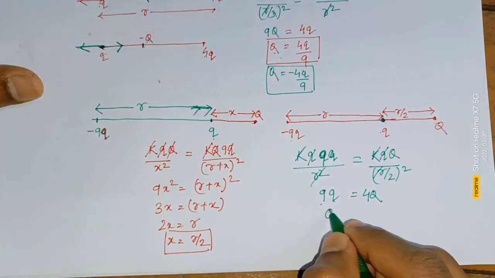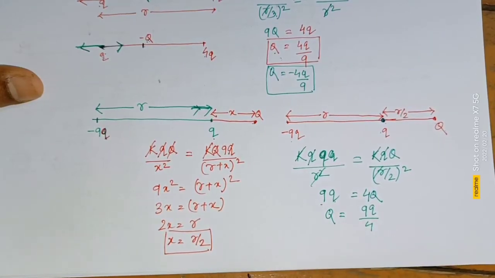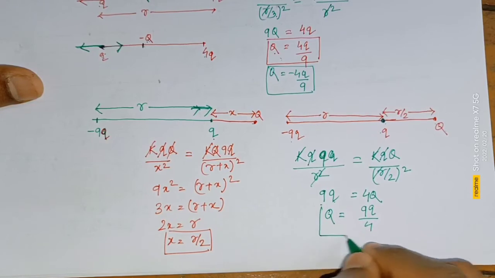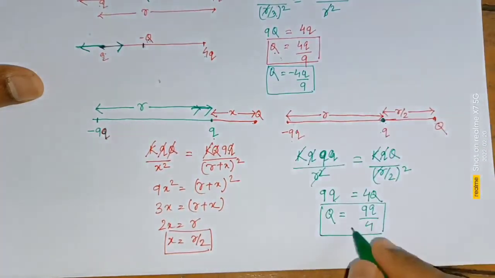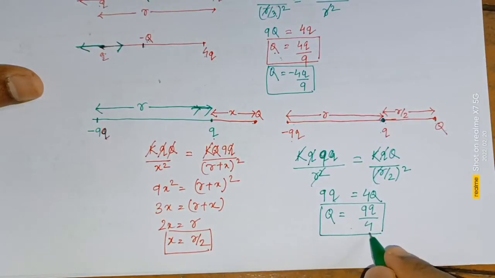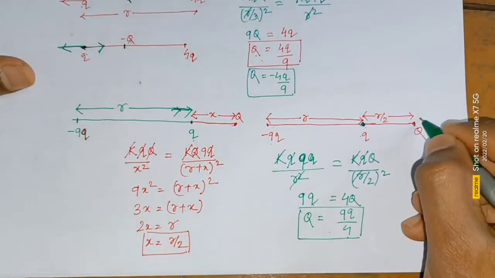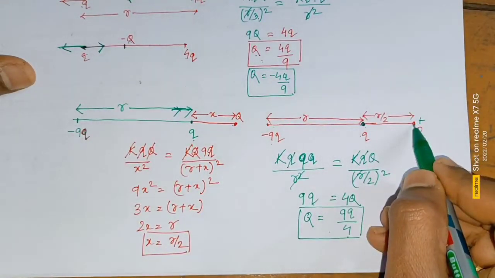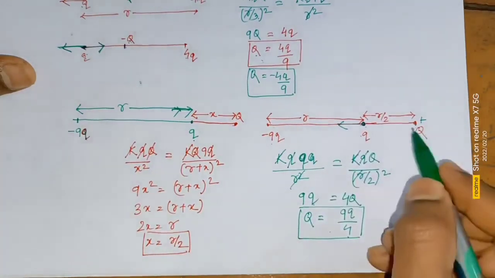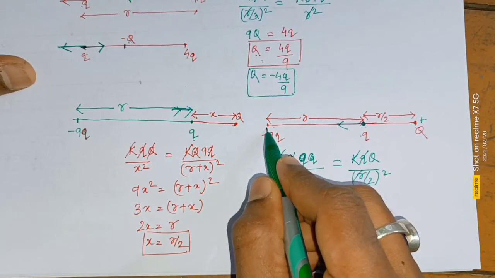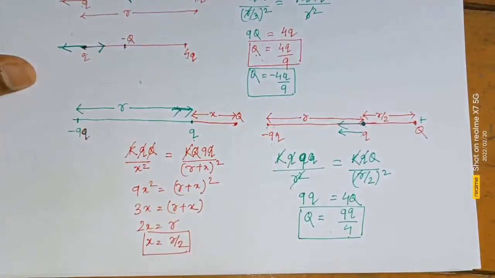So what is the value of capital Q? That is 9q upon 4. The magnitude of this third charge, so that the other charges are in equilibrium, is 9q upon 4. Now we'll think about the polarity. If I consider this is a positive charge, see carefully, force on this charge, it will repel like this. And due to this being negative and this being positive, it will attract like this. This charge will move like this.